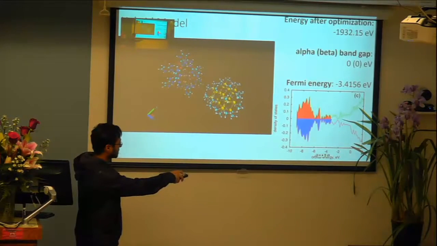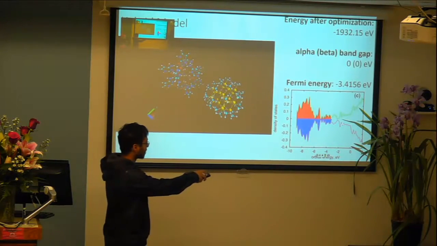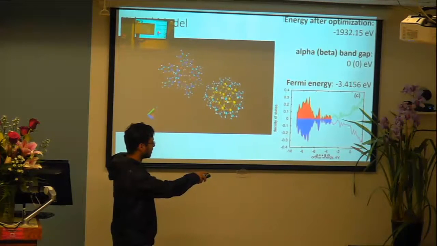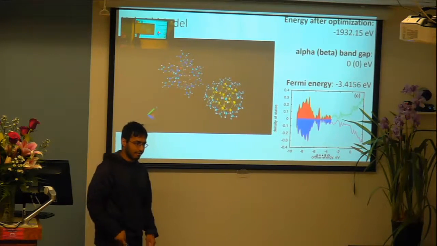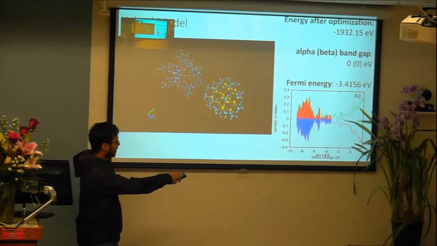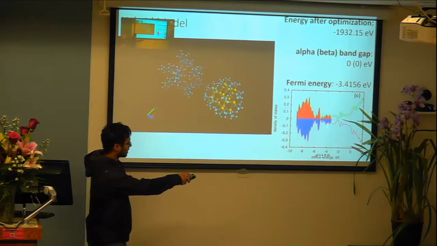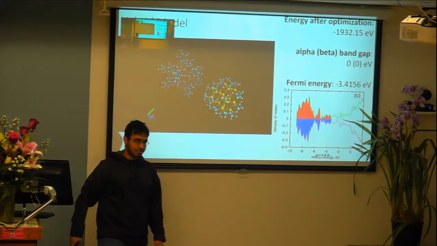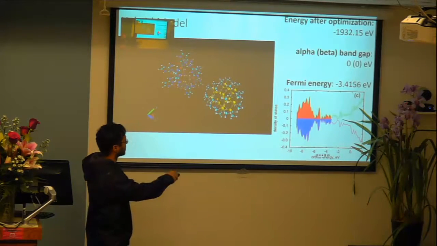And again, we have density of states here. You can see that there's not really a distinct difference between the valence and conduction bands in the density of states. The highest occupied states are very close to the lowest unoccupied states.